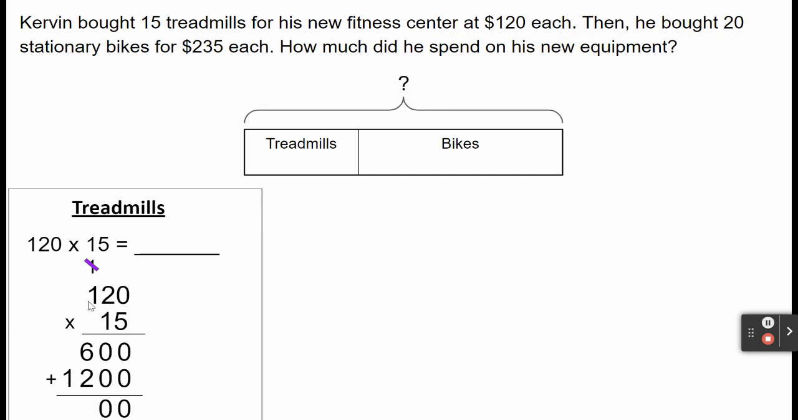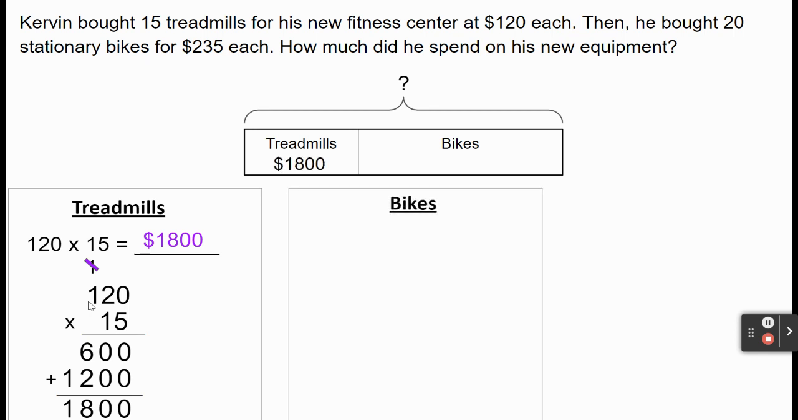In the hundreds place, 6 plus 2 is 8. And in the thousands place, nothing plus 1 is 1. So Kervin spent a total of $1,800 on treadmills. Now let's find out how much money he spends on bikes. So we can see from the word problem that Kervin is buying 20 bikes at $235 for each bike. We're going to multiply these numbers together. Let's start by lining these factors up vertically, which means one on top of the other.